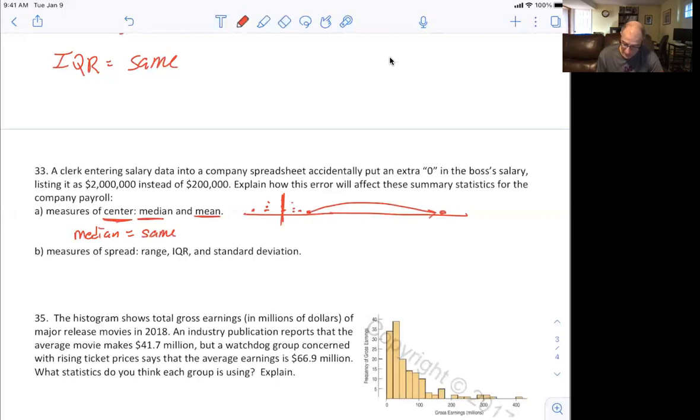However, my mean has to do with the sum of all of those numbers, and this is a large sum, so my mean has to increase. Now measures of range. Range is going to be max minus min. So my range was from here to here, and now my range is from here all the way out here. So therefore my range had to increase.